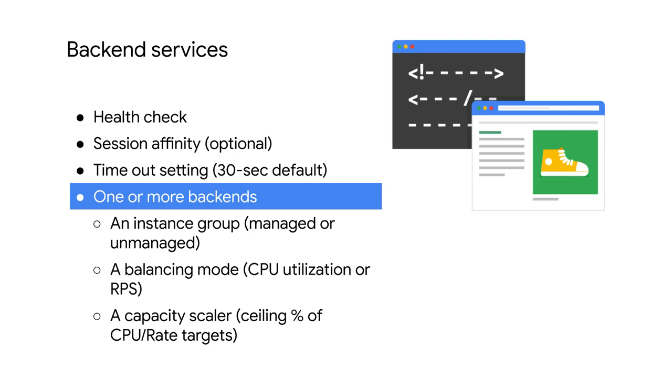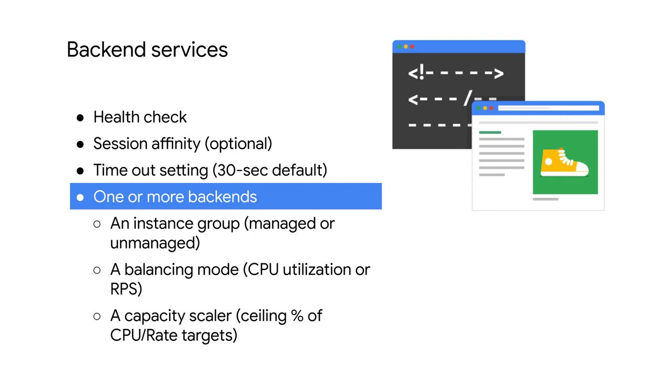The backends themselves contain an instance group, a balancing mode, and a capacity scaler. An instance group contains virtual machine instances. The instance group may be a managed instance group with or without autoscaling, or an unmanaged instance group. A balancing mode tells the load balancing system how to determine when the backend is at full usage. If all the backends for the backend service in a region are at full usage, new requests are automatically routed to the nearest region that can still handle requests.